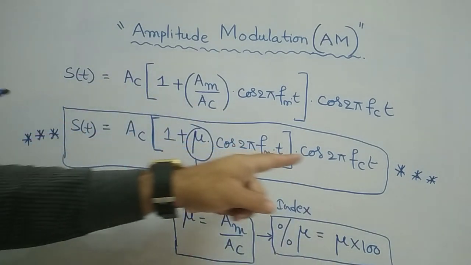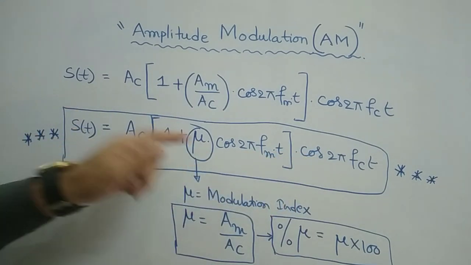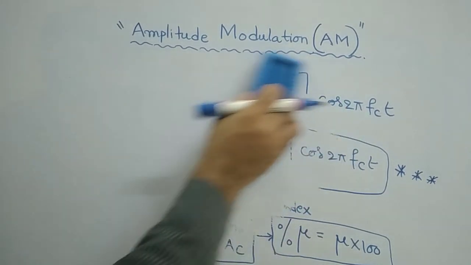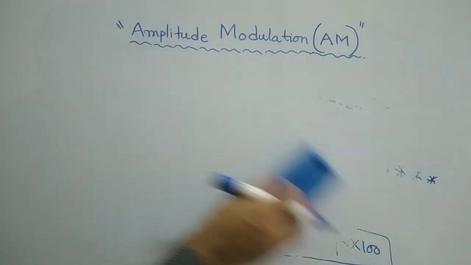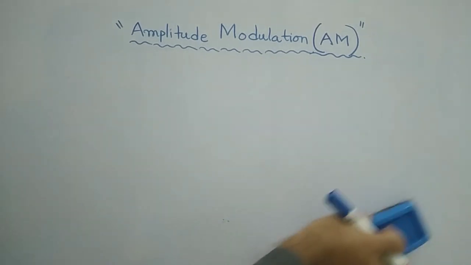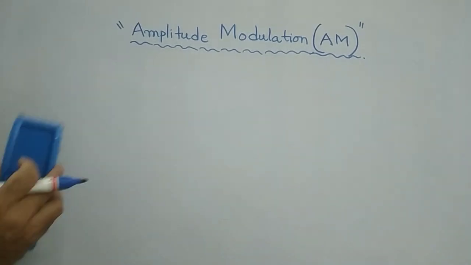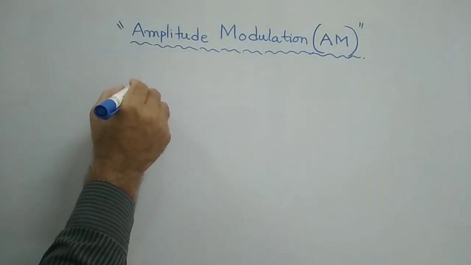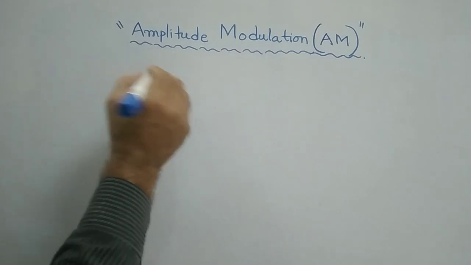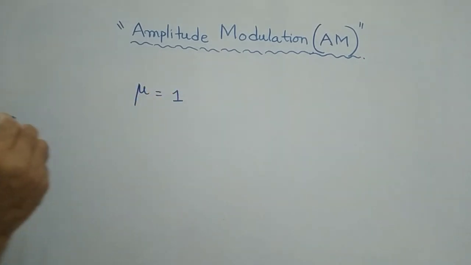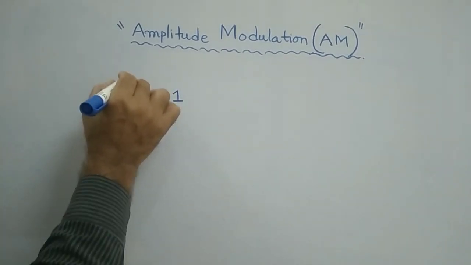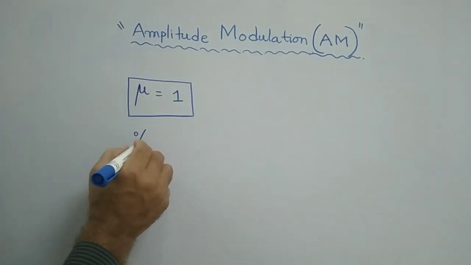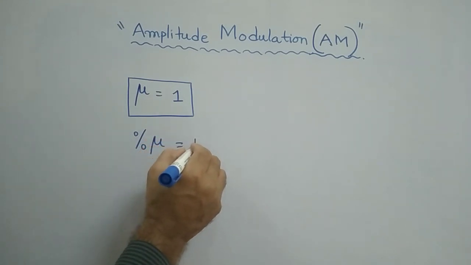Remember this very important expression. Mu is the modulation index, and it gives the amount or percentage of modulation. It has different values. Normally mu is equal to 1 in general. If mu is equal to 1, then the percentage of modulation is equal to 100%.